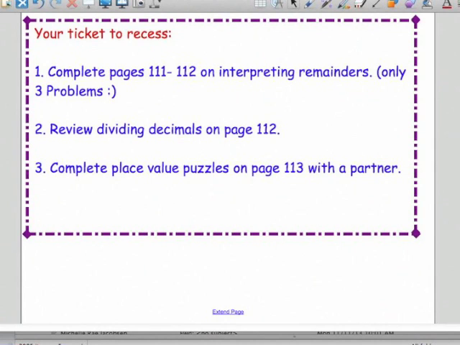Then step number 2 is you're going to review dividing decimals on page 112. I think it's like 4 or 5 problems with dividing decimals, so review from yesterday. And then step 3 is complete place value puzzles on page 113, and that one you can do with a partner so that you can check each other's. These other 2 you need to have checked before you move on to the next. So after you complete phase 1, you need to move on to phase 2. Okay? Then have phase 2 checked before you move on to number 3.